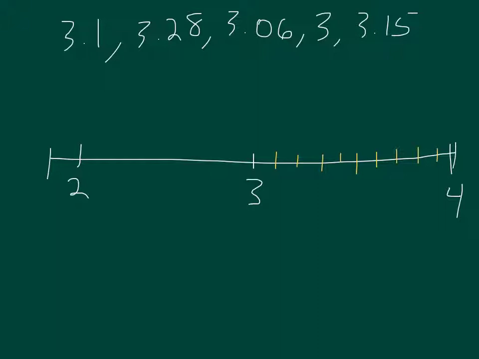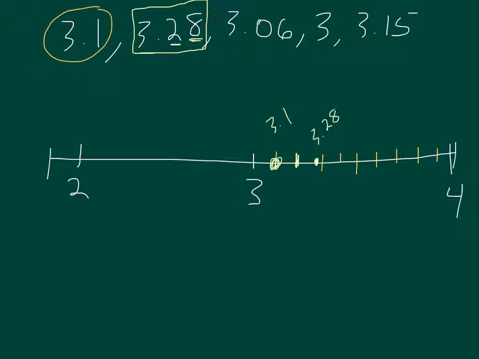So let's see where this first number is, 3.1. That's 3 and 1/10. Well, 3 and 1/10 would be just right there on the 10th. That would be 3.1. 3 and 1/10. And then we have 3 and 28 hundredths. So that's 3 and 2/10 and then 8 hundredths. So we would go to 2/10, which is right there, and go another 8 hundredths, which would be about there. So we have 3 and 28 hundredths.